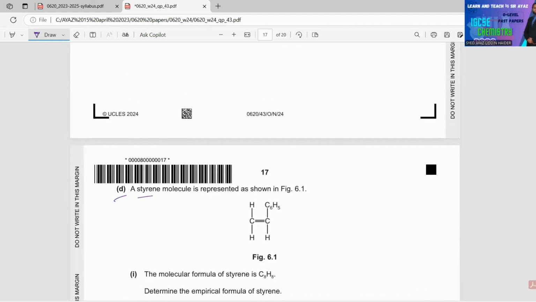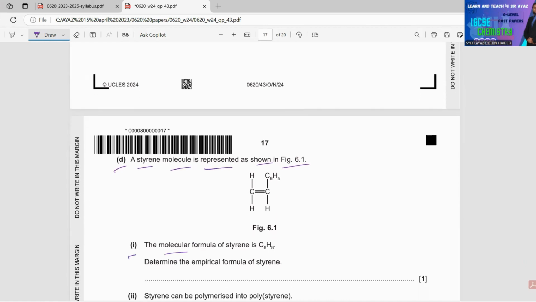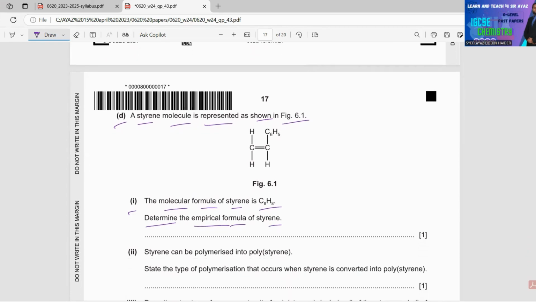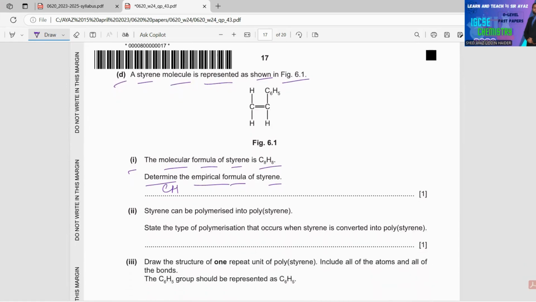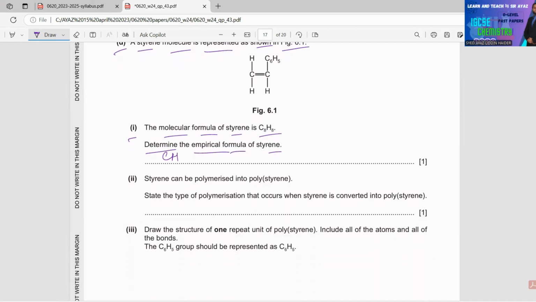Part D. Styrene molecule is represented as shown in figure 6.1. Here's styrene. Number 1, the molecular formula of styrene is C8H8. Determine the empirical formula of styrene. It's very easy. Simply have to simplify it. 8, same number. It will be divided by 8. So you will get CH as its empirical formula. Empirical formula means simplified version or simplest formula. Simplest formula means simplest combining ratio.